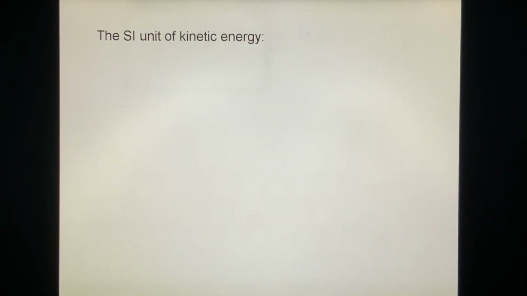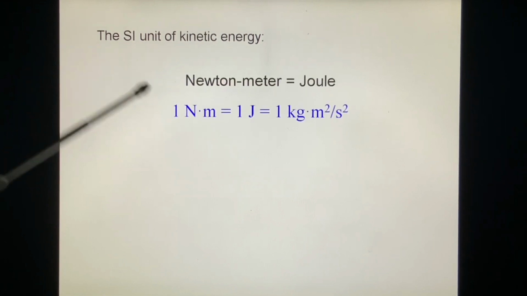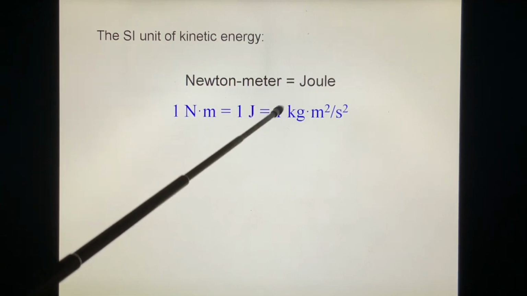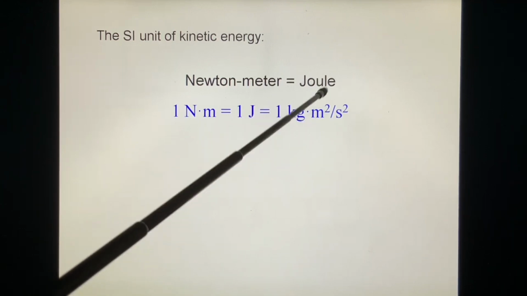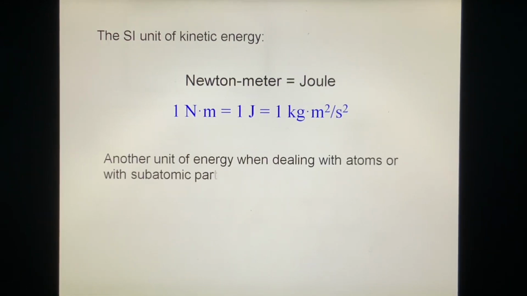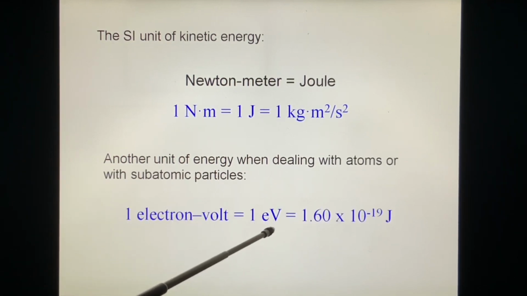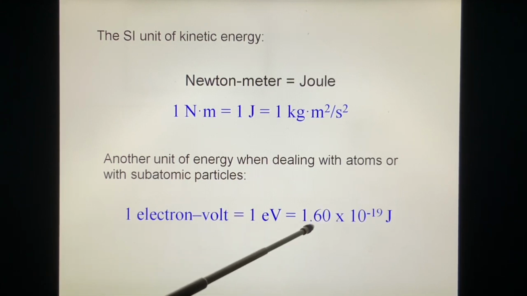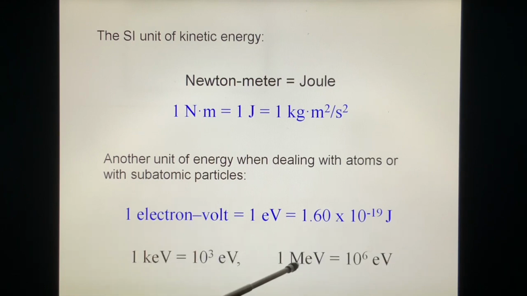The metric system unit of kinetic energy is the newton meter, a joule. 1 newton meter, 1 joule, equals 1 kilogram meter squared over second squared. Another unit of energy when dealing with atoms or with subatomic particles is the electron volt, denoted eV. 1 electron volt is equal to 1.60 times 10 to the minus 19 joule. This is a very small unit, so we often use the keV or MeV.